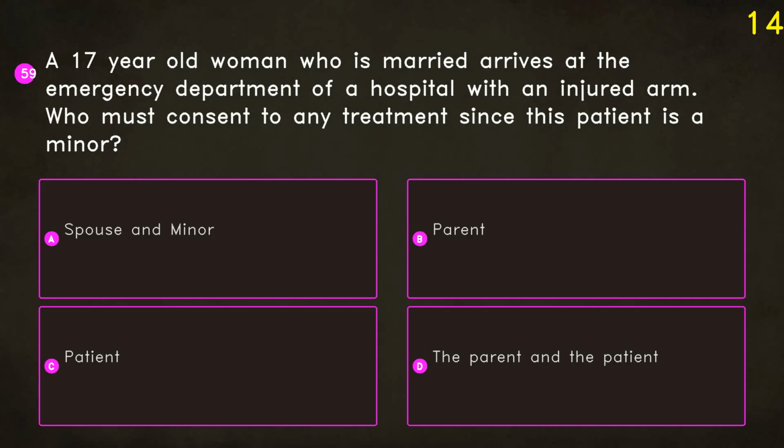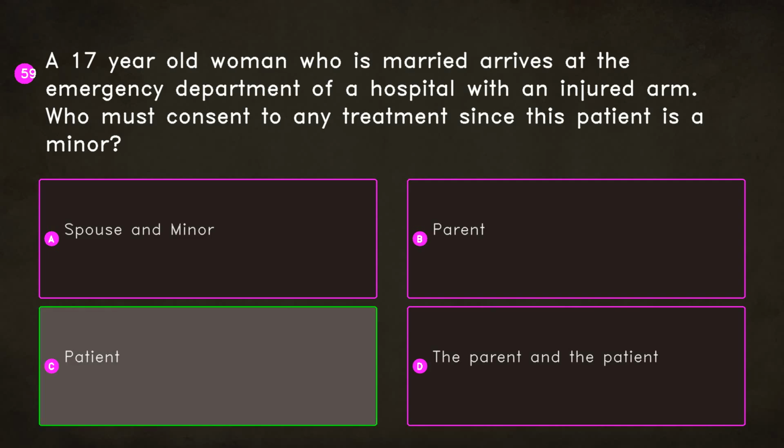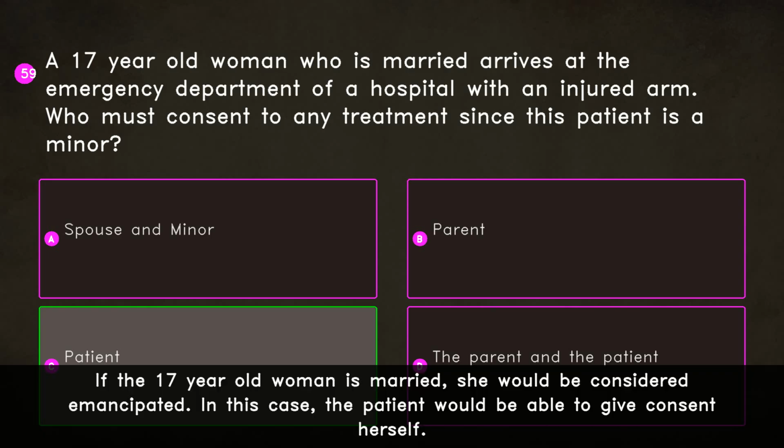Question 59. A 17-year-old woman who is married arrives at the emergency department of a hospital with an injured arm. Who must consent to any treatment since this patient is a minor? A. Spouse and minor. B. Parent. C. Patient. D. The parent and the patient. The correct answer is patient. If the 17-year-old woman is married, she would be considered emancipated. In this case, the patient would be able to give consent herself.